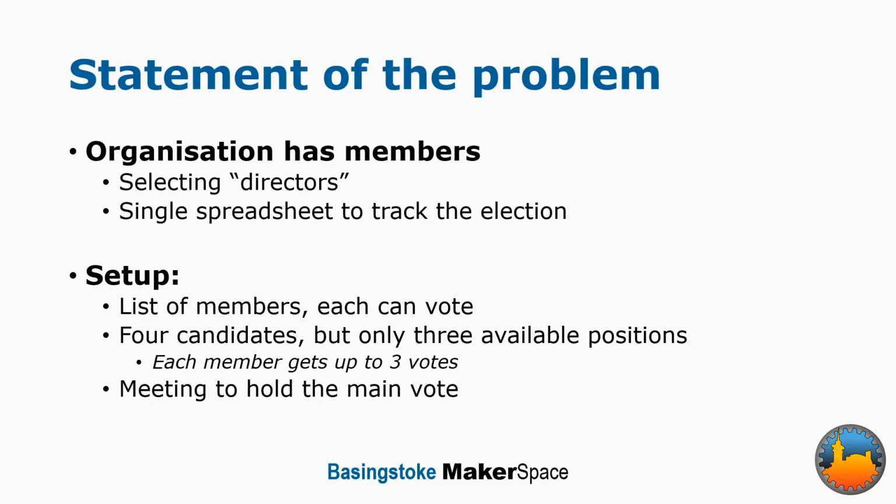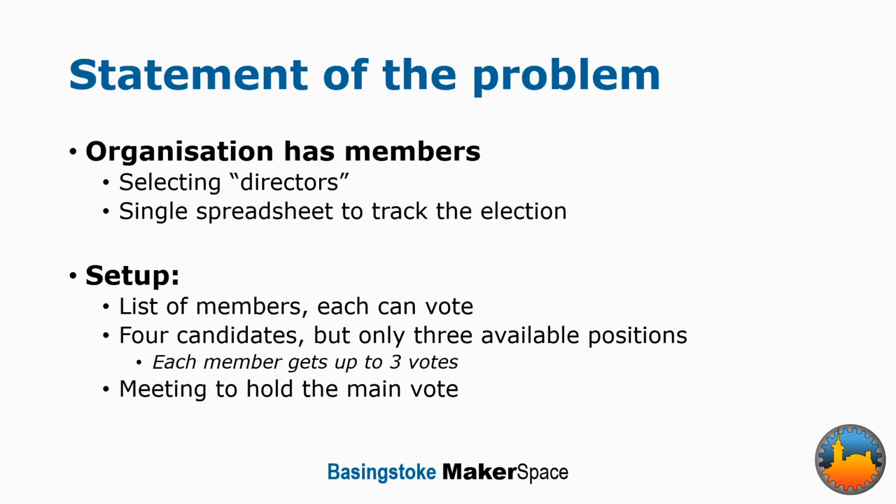This first example is running an election. In this case, we have a small organisation with a list of named members who are electing directors. In this particular case, we have 4 candidates, but there are only 3 available positions. There's going to be a meeting where the final vote is held.